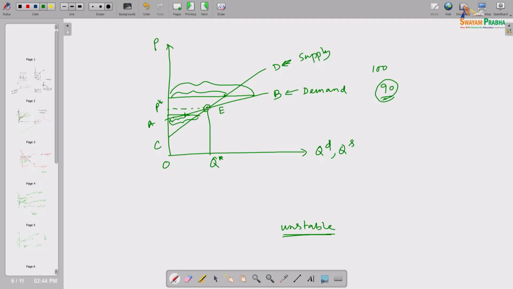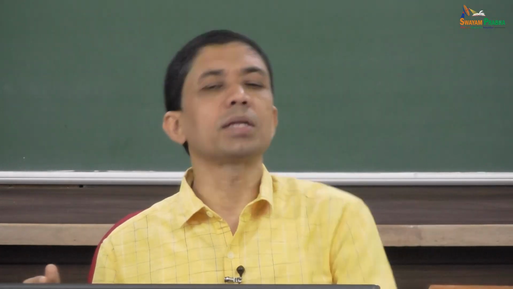Yes, at the point E you are reaching equilibrium, where demand and supply are matching each other, but for some reason if the market is a little bit away from that OP star equilibrium price, then automatic market force will make the price level further and further away. It does not matter whether you are a little above or below the equilibrium price level. If you are below, automatic market force will make the price level even further below, and similarly if you are above, it will make it even further above.